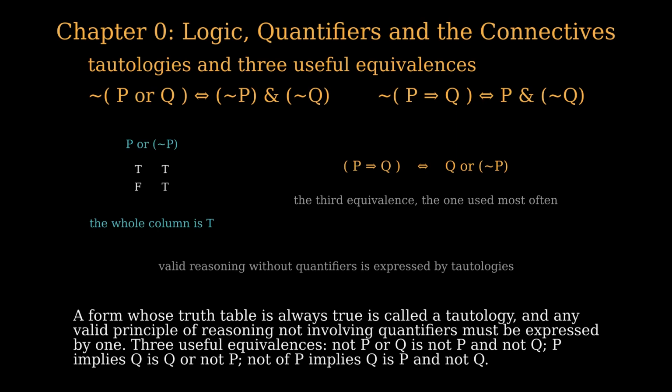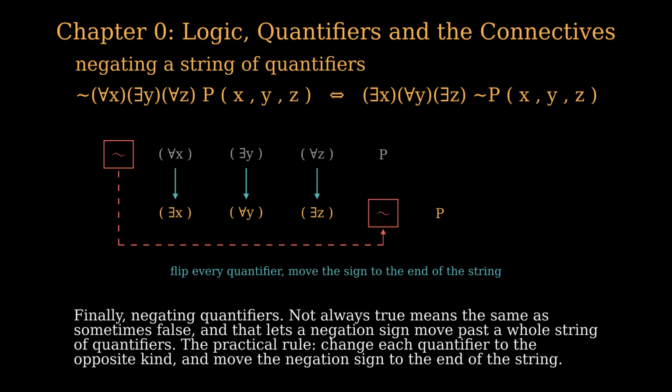Three useful equivalences. Not (P or Q) is (not P) and (not Q). P implies Q is Q or not P. Not (P implies Q) is P and not Q. Finally, negating quantifiers. Not always true means the same as sometimes false, and that lets a negation sign move past a whole string of quantifiers.